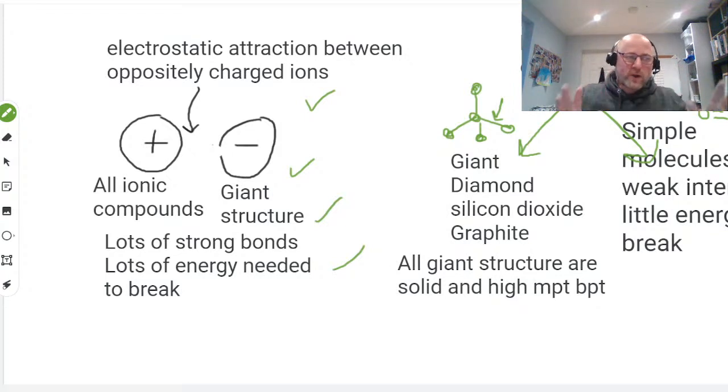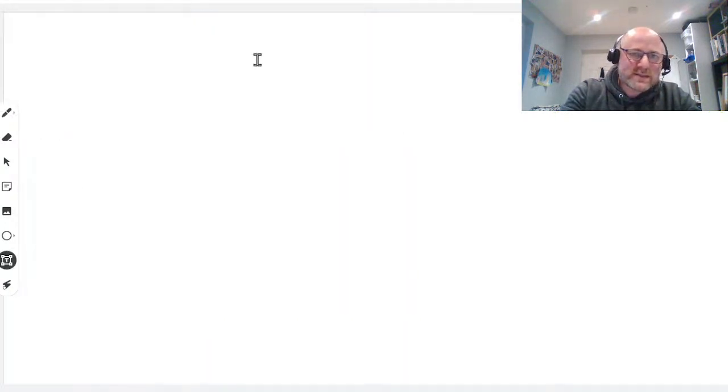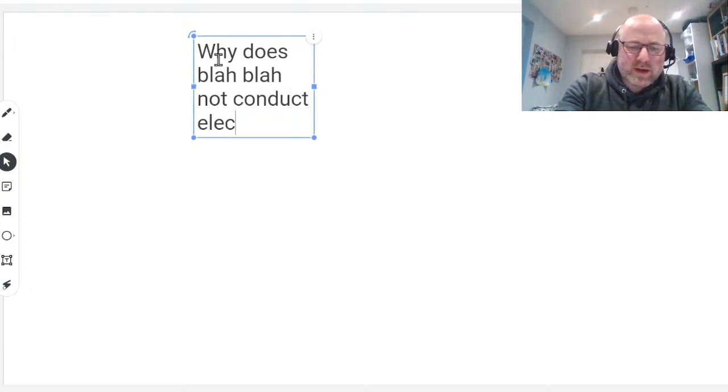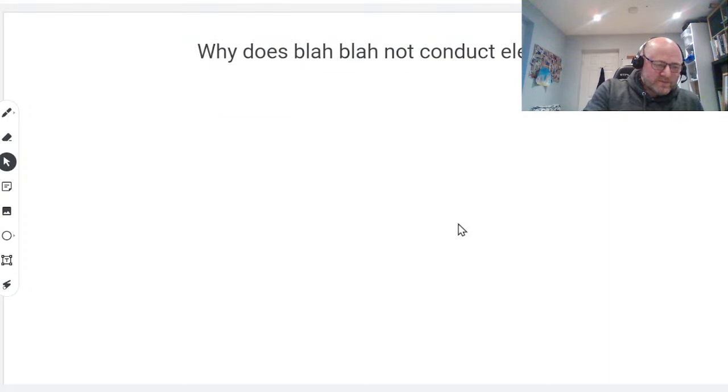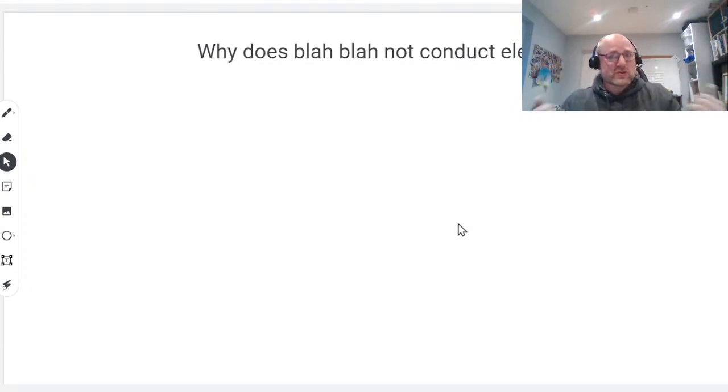However, diamond and silicon dioxide both don't conduct electricity. Quick question. If you were asked this, why does this not conduct electricity? Guys, what's the answer to that? Yeah, you can use break and overcome, both the same. Yeah, lots of strong bonds. Listen, if you can remember the definition of a covalent bond, then it's a 4-mark question. Put that in there. If you can't, just say strong covalent bonds. You may pick up all the marks. If you can remember the definition, lots of strong covalent bonds, which is the electrostatic attraction between nuclei and shared electrons, put that. Okay. Well done, guys.